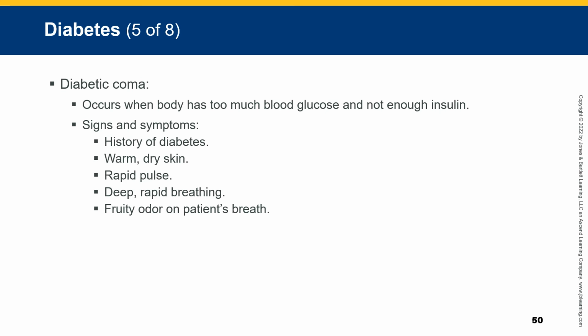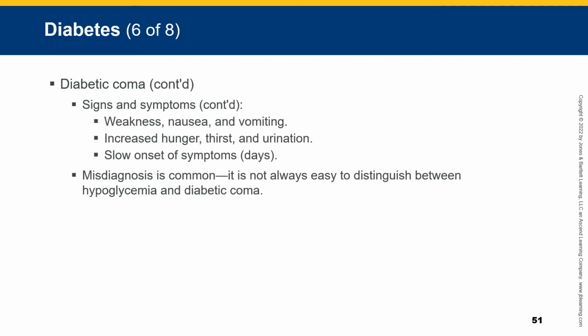Now we'll talk about diabetic coma. Diabetic coma occurs when the body has too much blood glucose and not enough insulin. The signs and symptoms of diabetic coma include a history of diabetes. Their skin will be warm and dry. They will have a rapid pulse, deep and rapid breathing, and a fruity odor on the patient's breath. They will also experience weakness, nausea, and vomiting, and increased hunger, thirst, and urination. And it can be a slow onset of symptoms, like a matter of days.